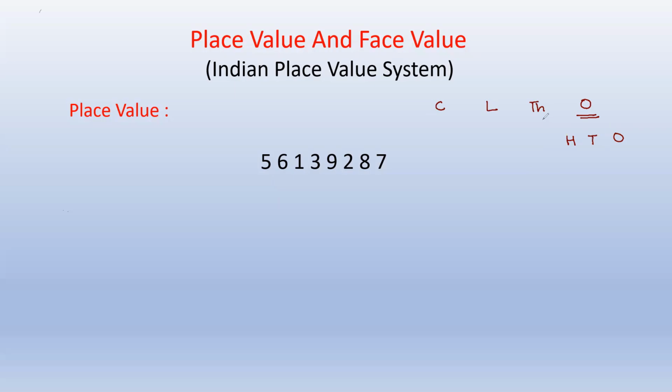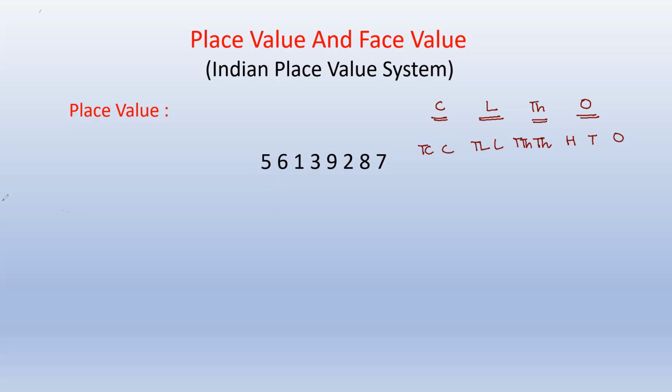After this, there is a period change and we move on to thousands. In thousands, there are two places: thousands and 10,000s. Then again a period change and the period of lakhs. We have lakhs and 10 lakhs. Again a period change, that is crores and 10 crores.